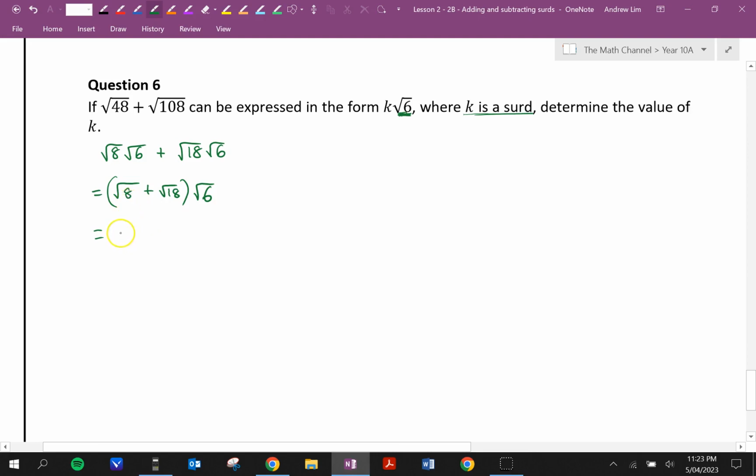Root 8 is the same as 2 root 2, because root 4 root 2 is 2 root 2. And root 18 is root 9 times root 2, which is 3 root 2, times root 6. So that simplifies to 5 root 2 root 6. Now, it says here k is a surd. This is k, so k is equal to 5 root 2.